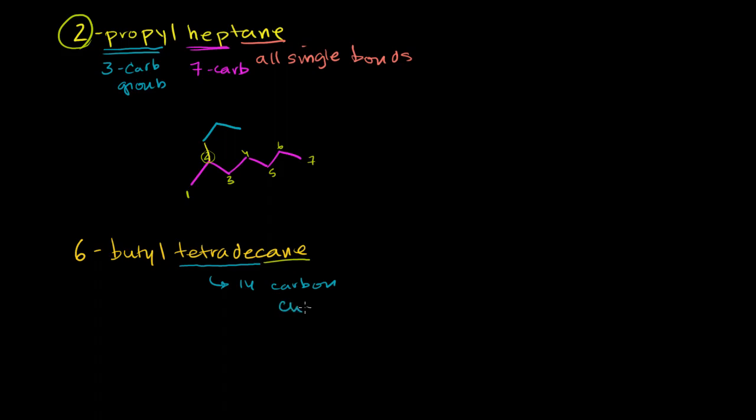So this is telling us that we're dealing with a 14-carbon chain. So let's draw that. So 1, 2, 3, 4, 5, 6, 7, 8, 9, 10, 11, 12, 13, 14-carbon chain. And if we number them, 1, 2, 3, 4, 5, 6, 7, 8, 9, 10, 11, 12, 13, 14, this tells us that the sixth carbon will be a butyl group. So let's see, the sixth carbon is right here. And butyl, you should memorize this: methyl is 1, ethyl is 2, propyl is 3, butyl is 4. So we have a 4-carbon group.